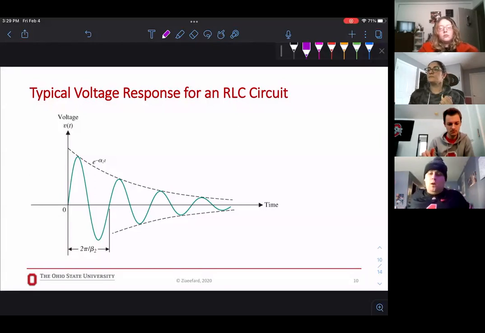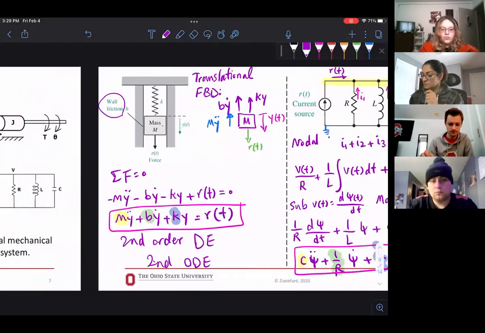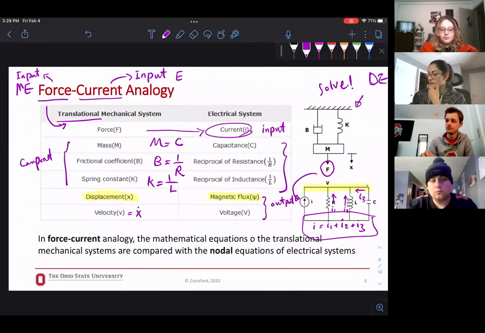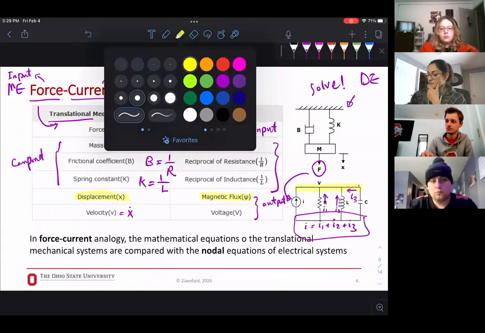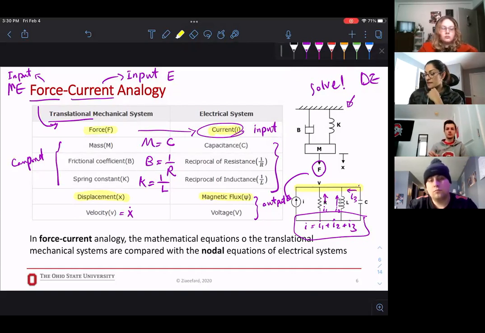Kevin says, in this example, does the capacitance correspond to mass because of the current source? So yes, if we go back here, we had a current source in the electrical system, and our mechanical system was a translational mechanical system. So we are in this case.